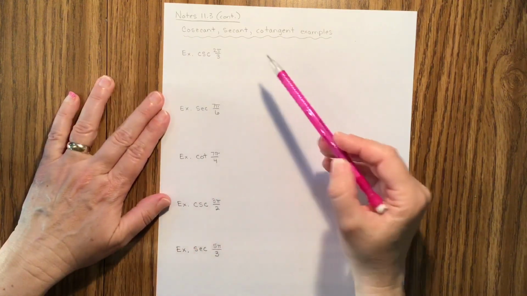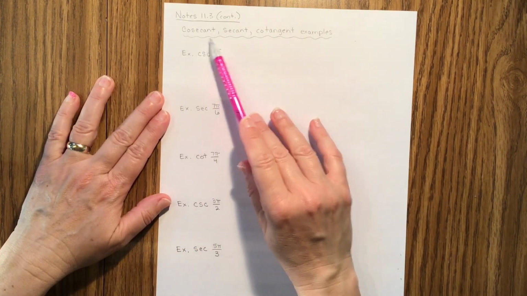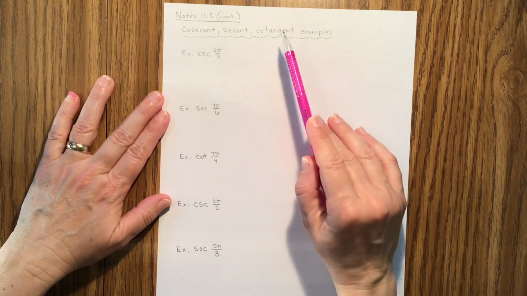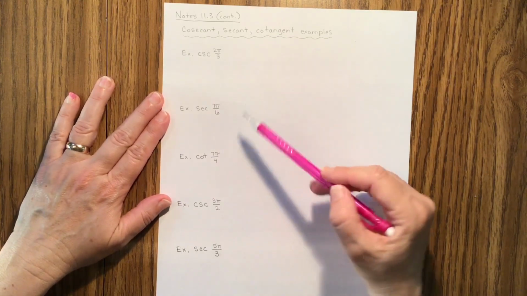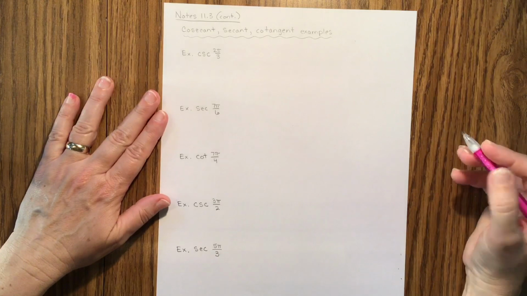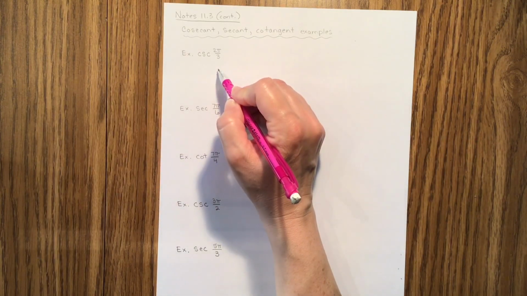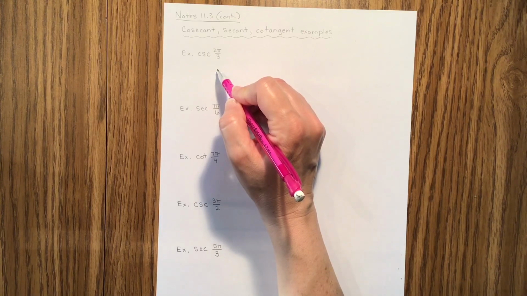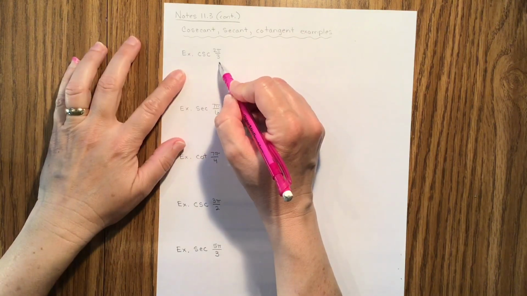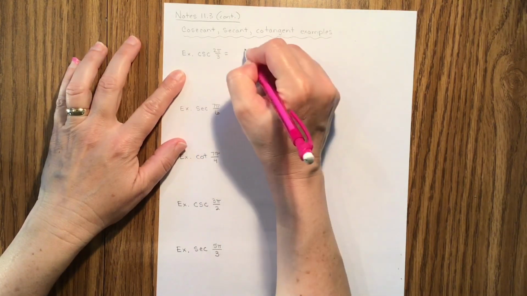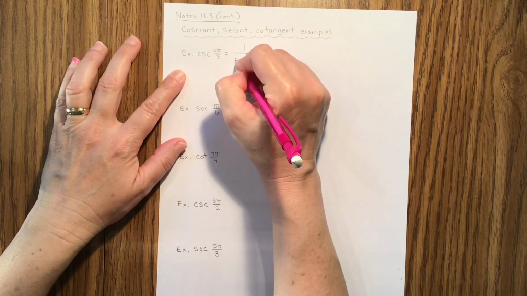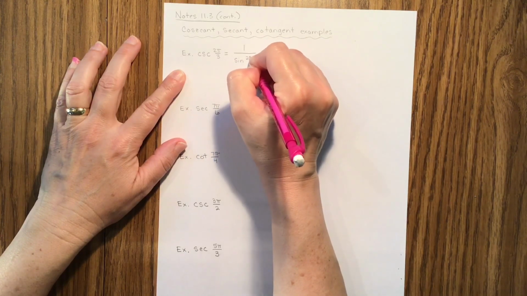In this video, I'm going to practice working out some of these new functions, so you can watch this video to get some more practice. The first example is cosecant 2 pi over 3. Cosecant is the reciprocal of sine. So this is the same as 1 over the sine of 2 pi over 3.